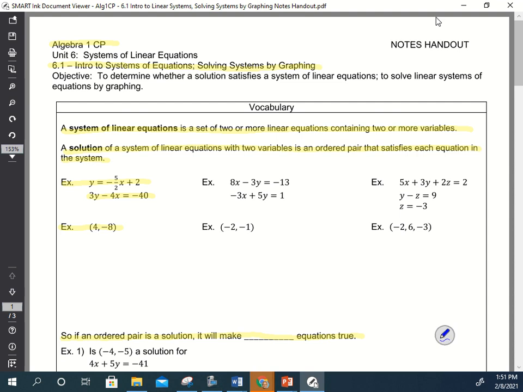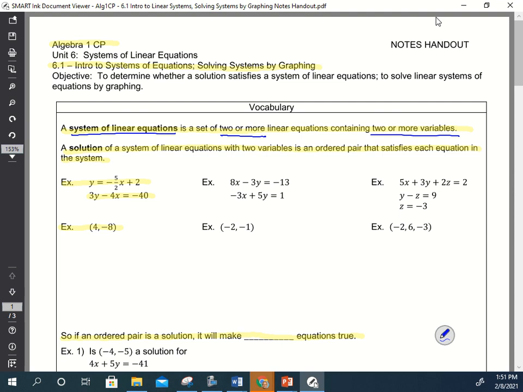systems of equations. So a system of linear equations is 2 or more equations containing 2 or more variables. So now we're going to be solving equations simultaneously. There's more than one variable that we'll be working with.